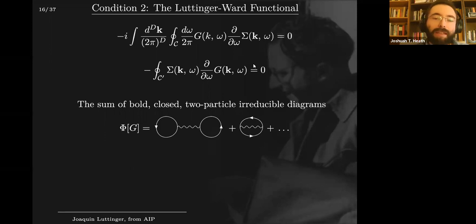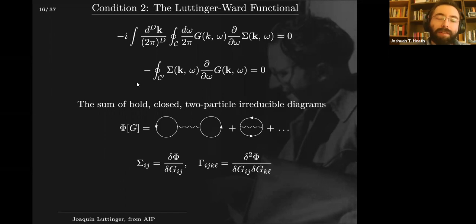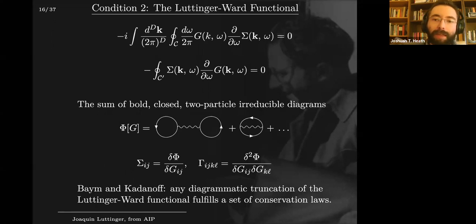What this tells me is that if this integral is 0, the self-energy can be written as an exact differential of this functional phi. This is known as the Luttinger-Ward functional. To go into details, it's the sum of all bold closed two-particle irreducible diagrams. And it has a deep connection even to statistical mechanics, because we can connect the free energy to phi. This is known as a phi-derivable theory.